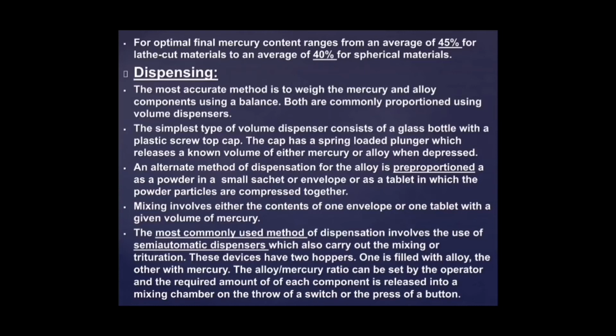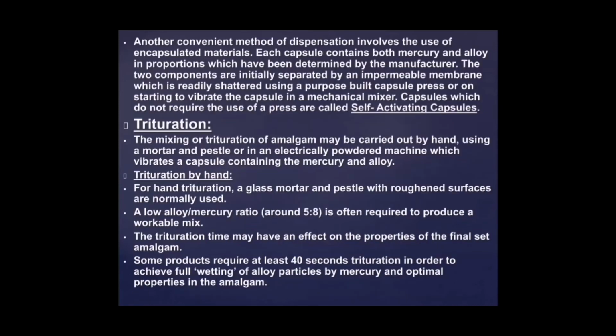The most commonly used method of dispensation involves the use of semi-automatic dispensers, which also carry out the mixing or titration. These devices have two hoppers. One is filled with the alloy and the other with the mercury. The alloy mercury ratio can be set by the operator and the required amount of each component is released into a mixing chamber on the throw of a switch or press of a button.